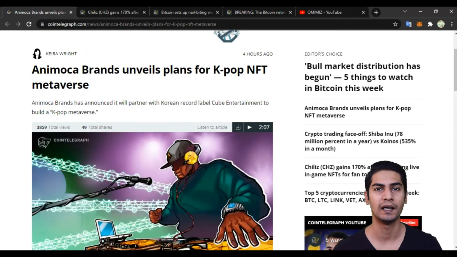Interesting to see massive adoption happening through music as well. We've seen Travis Scott, different concerts happening, and this is another one coming for entertainment in the metaverse. So that's all for our news section for today. Let's see what's happening in our technicals and charts.